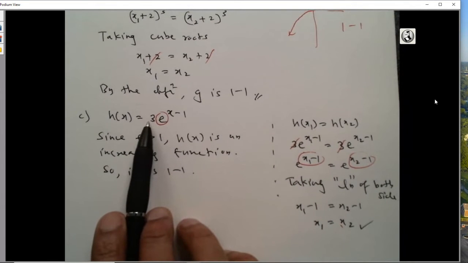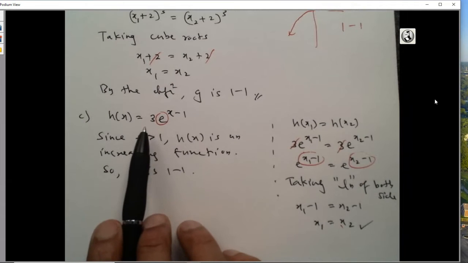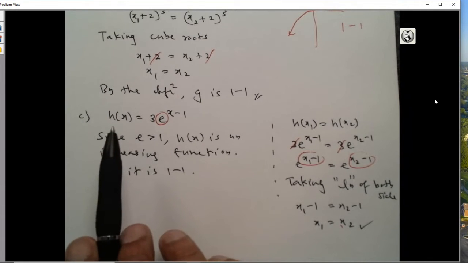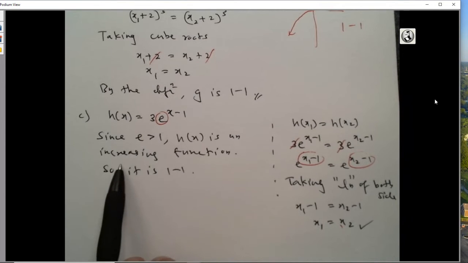But if you have negative 3 here instead of 3, what are you going to do? What will happen now? What does the negative sign do? You're going to flip. That means it's not increasing now. It is decreasing. Still one-to-one, so it doesn't change much. But it's decreasing, not increasing, because this graph went up, but now it's going to go down.